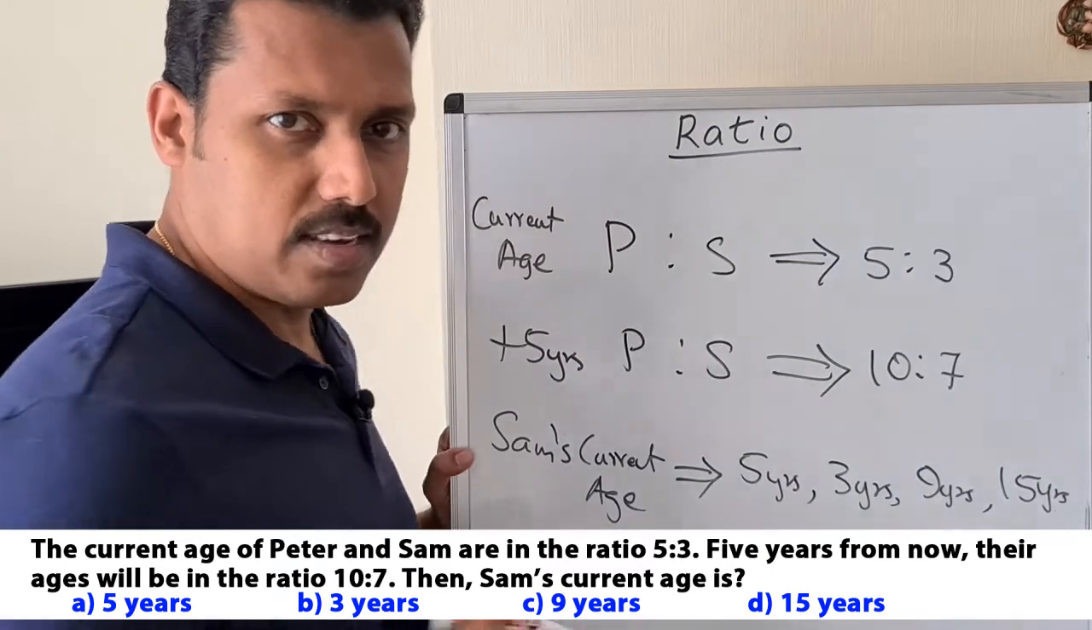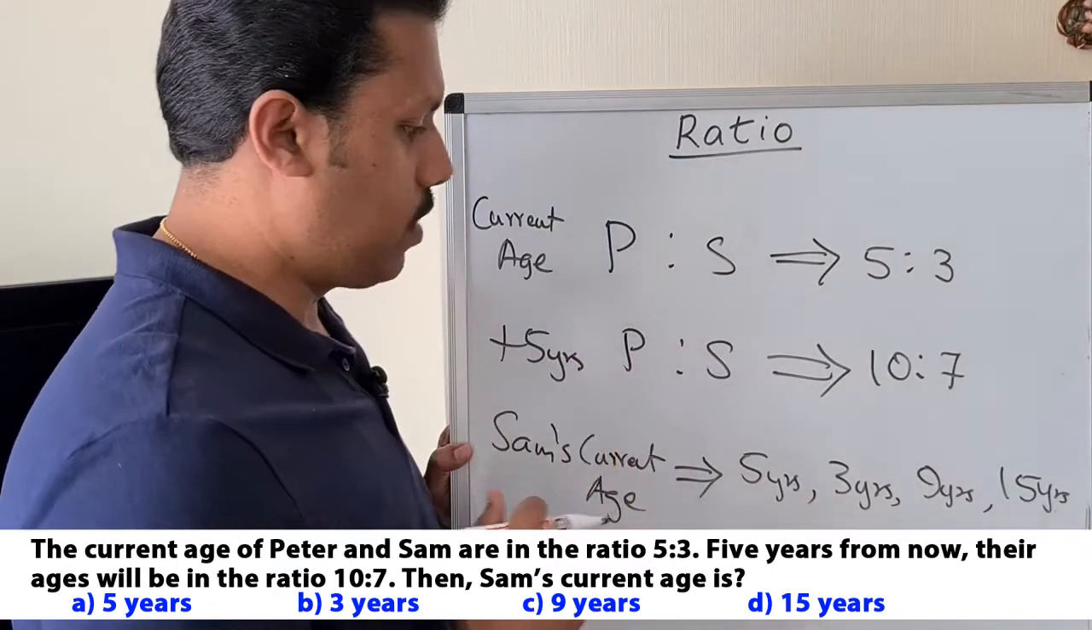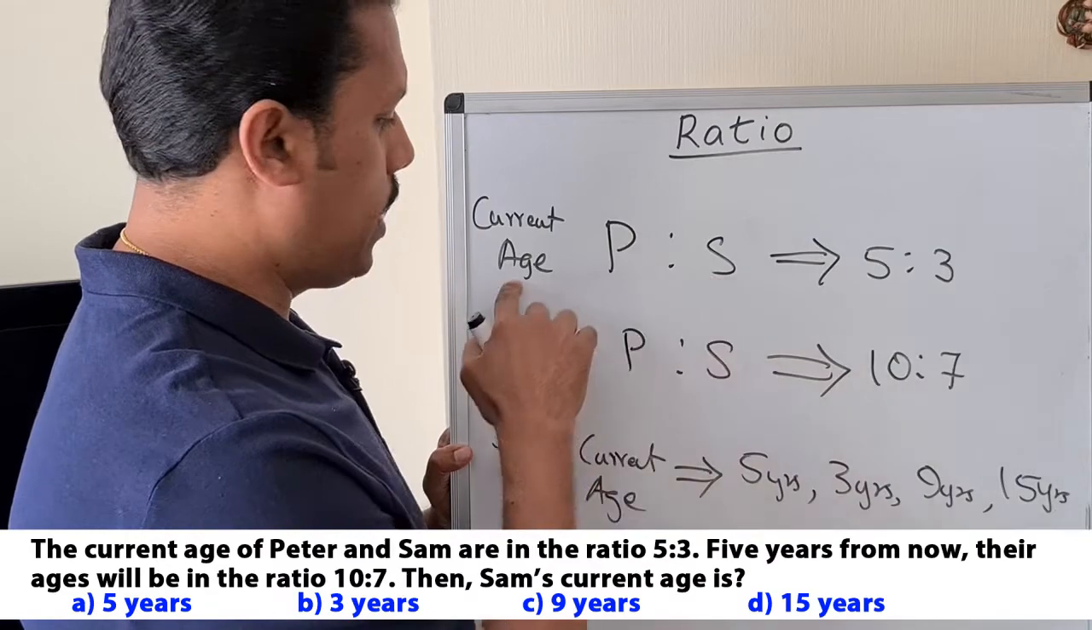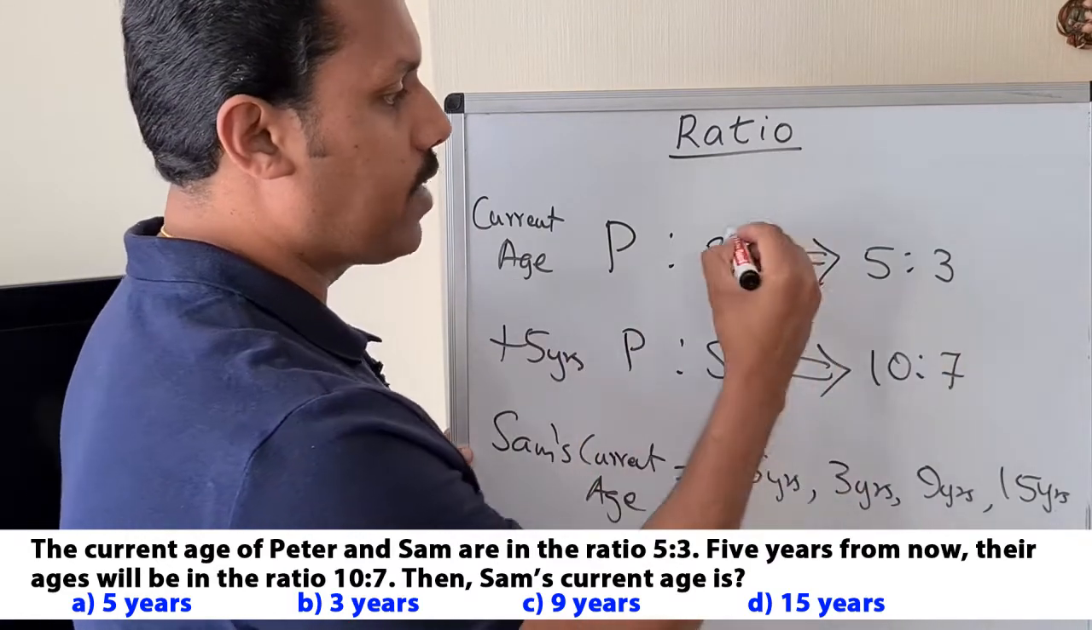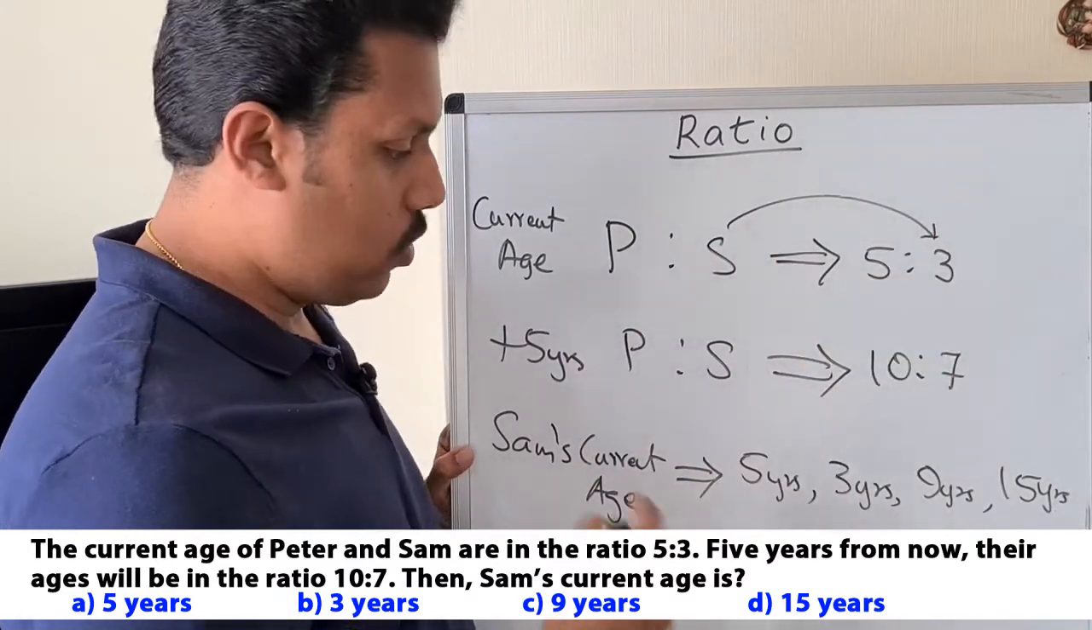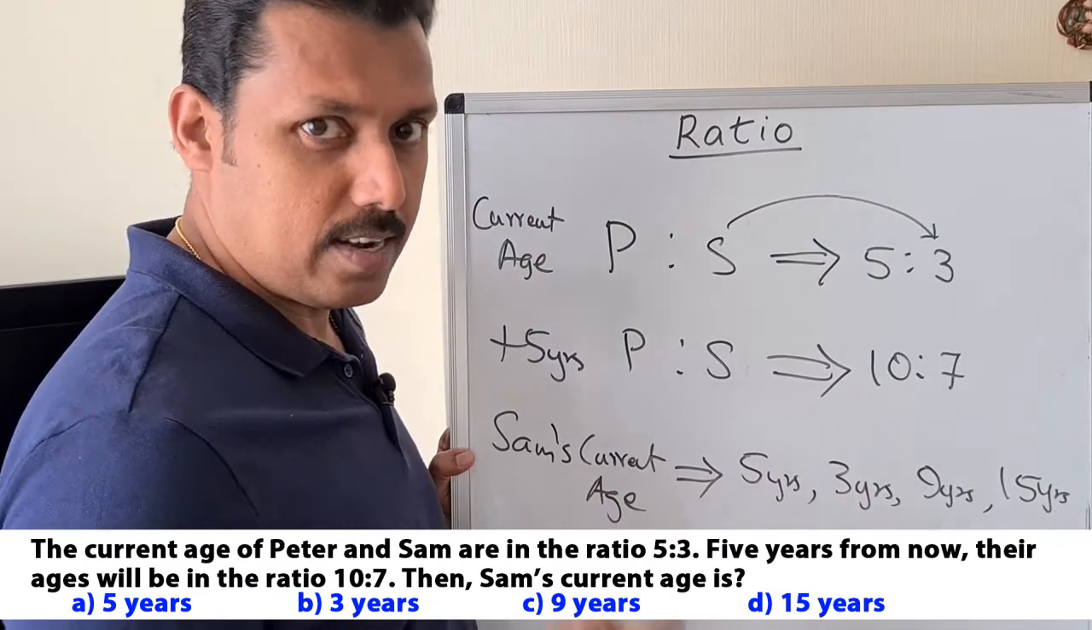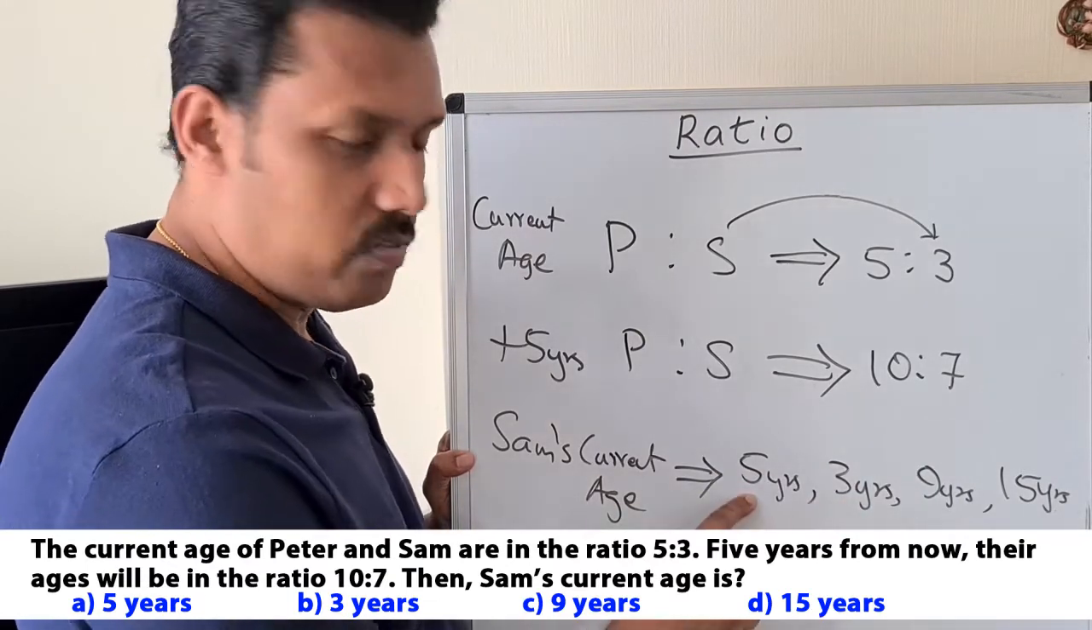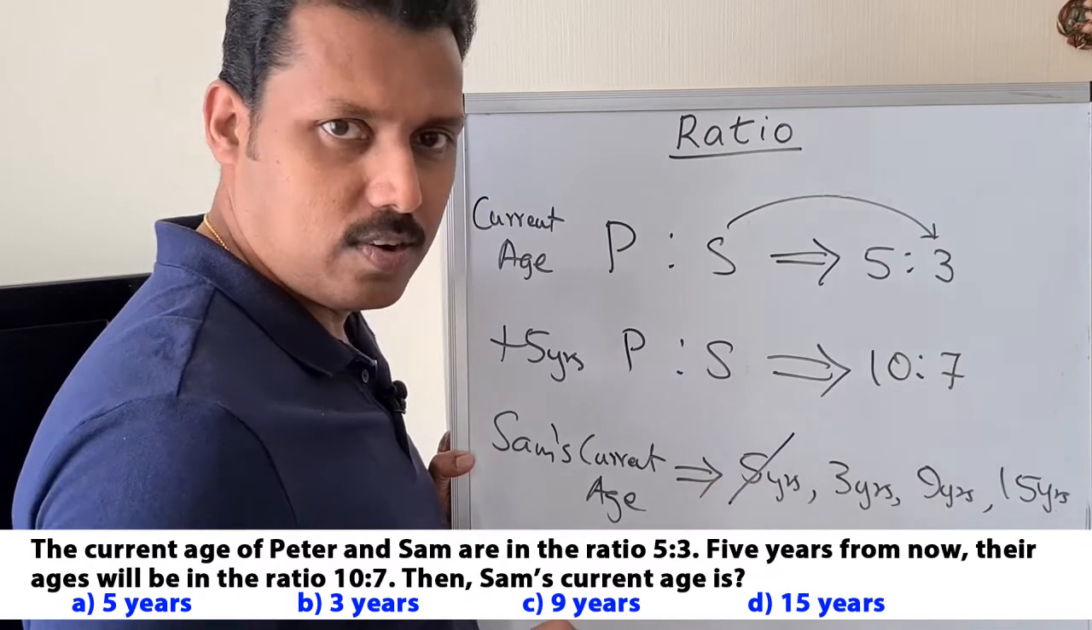Let's use the same trick, okay? We're going to do it in very quick time. So Sam's current age, look here, that is Sam's current age. What is the ratio? Sam is a multiple of 3. So just look, the answer definitely should be a multiple of 3. Is this a multiple of 3? No. So that is not the answer.